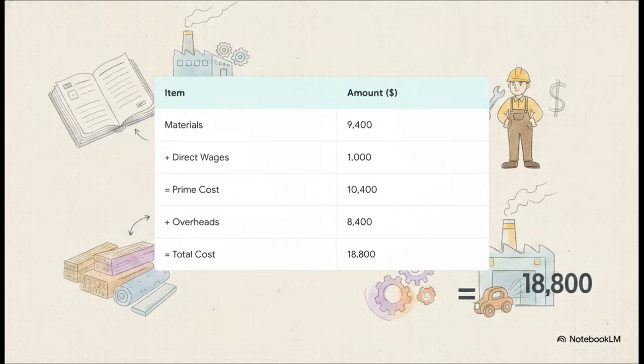Let's look at Abraham's manufacturing as a real-world example of how this math works out. We can see $9,400 in raw materials consumed plus $1,000 in direct wages. That gives us a prime cost of $10,400. Then we add in $8,400 for factory overheads, and that brings us to the ultimate goal, the factory cost of production, landing exactly at $18,800. That right there is the true value of the goods Abraham successfully manufactured this year.